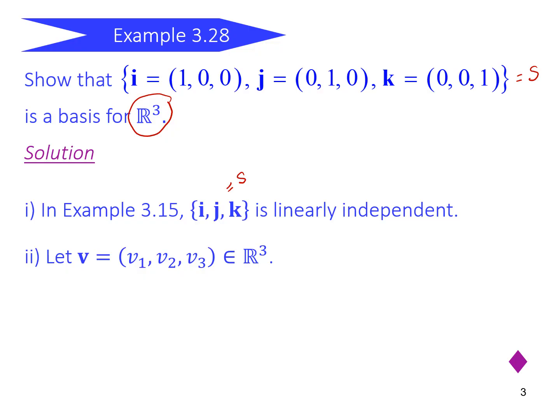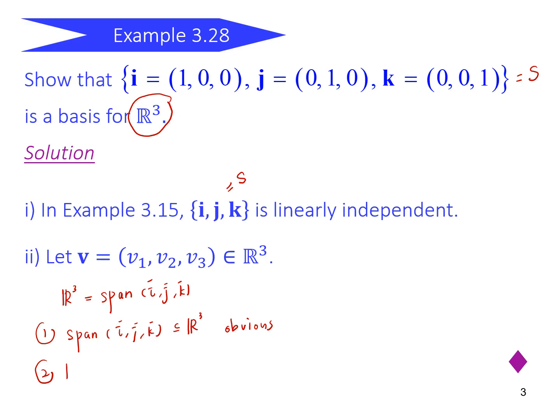Now in the second step we have to show that R3 is equal to span I, J, and K. And to do that, we have to show that span I, J, and K is a subset of R3, which is obvious. And you have to know why the first statement is obvious. And the second statement is R3 is a subset of span I, J, and K.